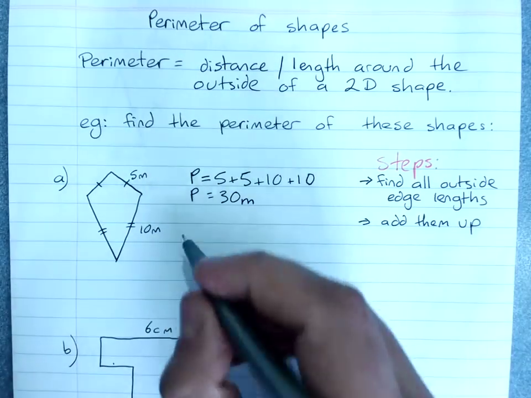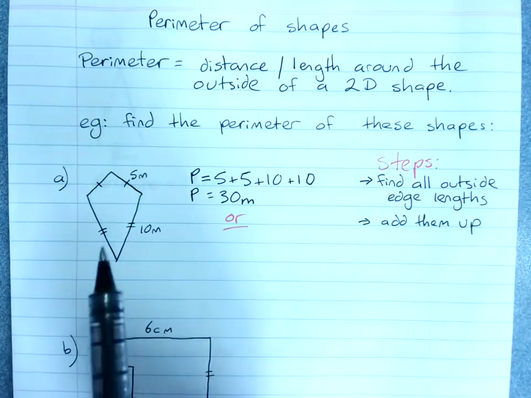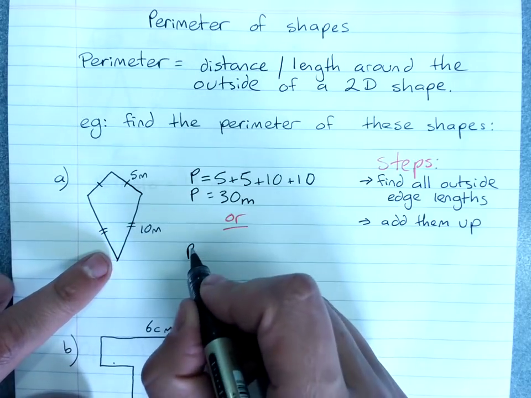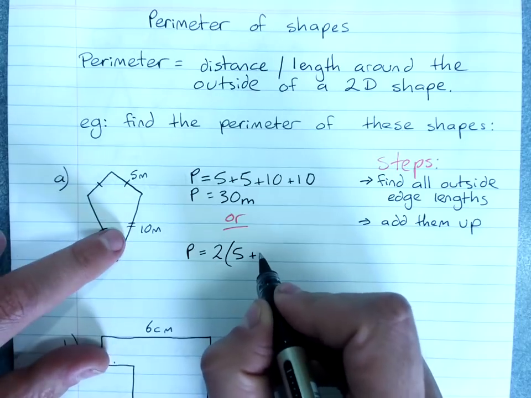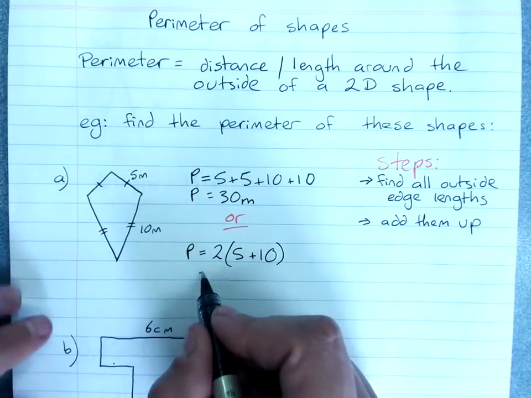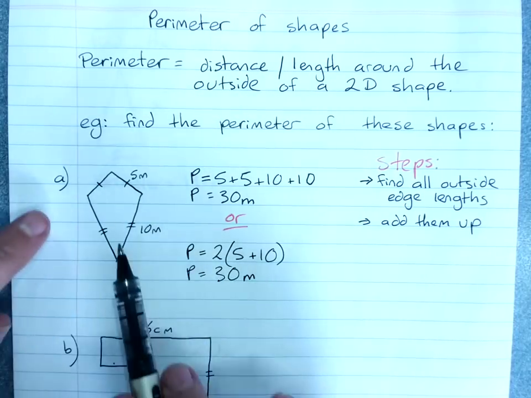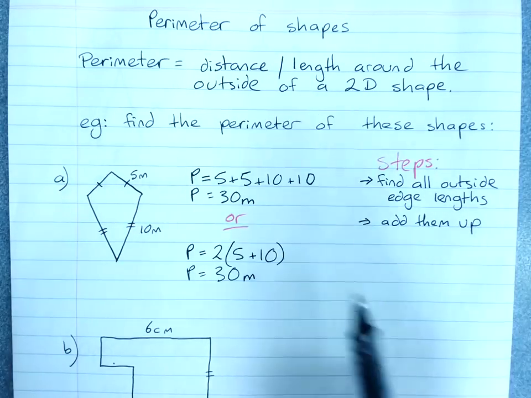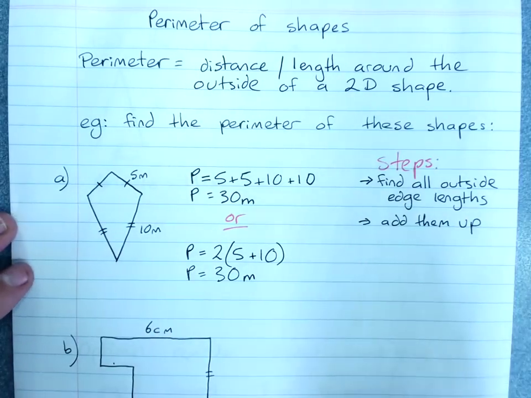Or it's quite okay to do the working for this one, saying, actually I can see that I've got 2 lots of 5 plus 10. 5 plus 10 is 15. 15 times 2 is 30. So you can multiply, or I could have done 2 times 5 plus 2 times 10. So there were 3 different ways I could show the working for this one question. Any of those is fine.